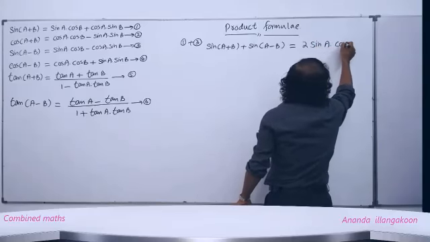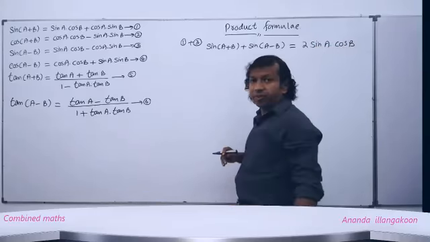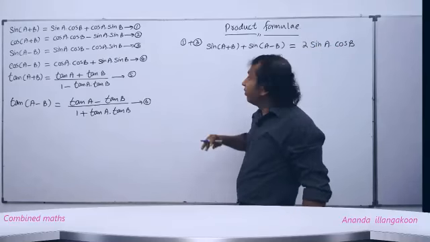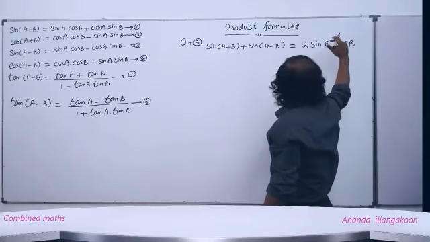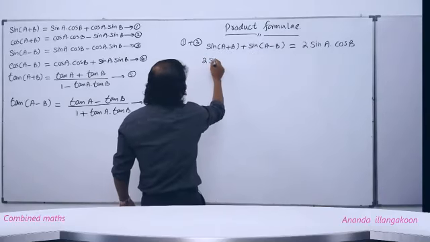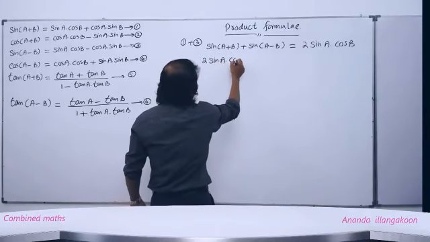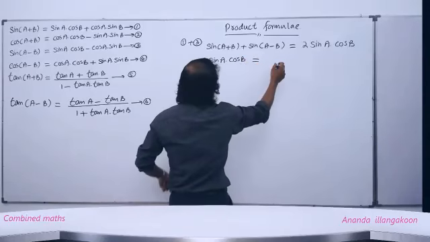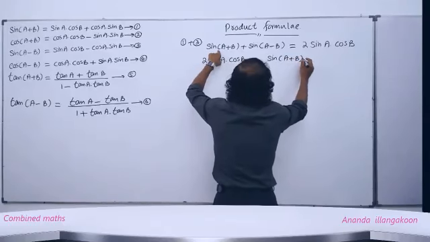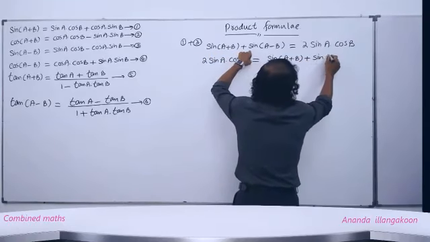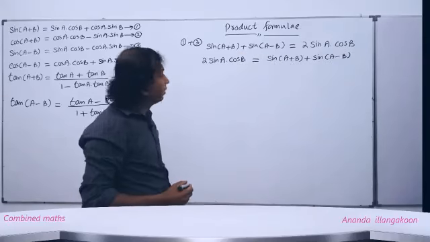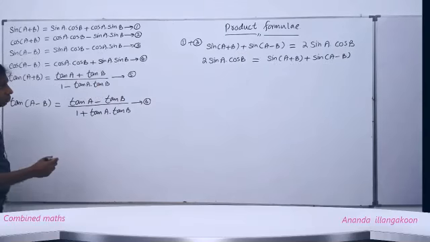2 sin A cos B, right, people? This formula we write the other way. This equals this, right? 2 sin A cos B is equal to sin A plus B plus sin A minus B. So this is number 7, people. Right. 2 sin A cos B.